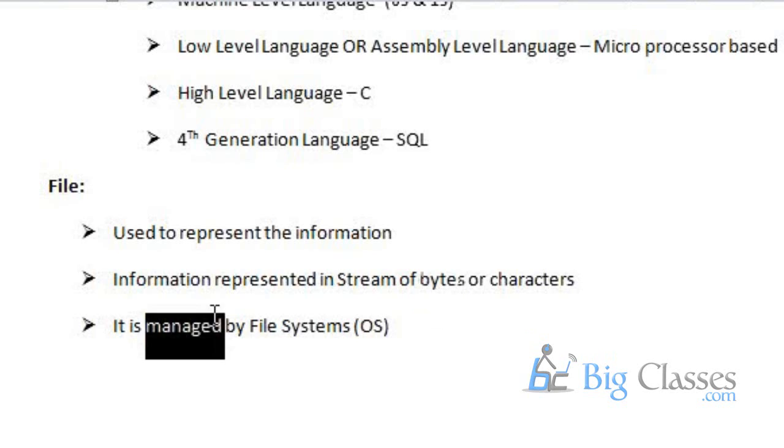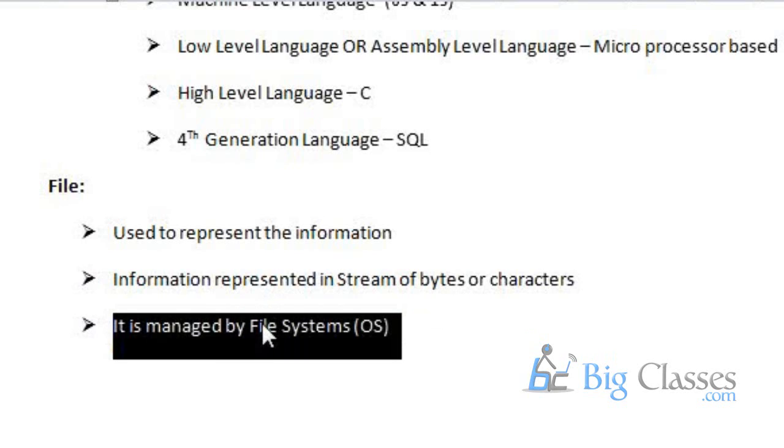Then this file is managed by the operating system. The operating system has a program called the file system. The file system will handle the file operations like opening the file, composing the file, editing the file, deleting the file. So all these are operations associated with a file.